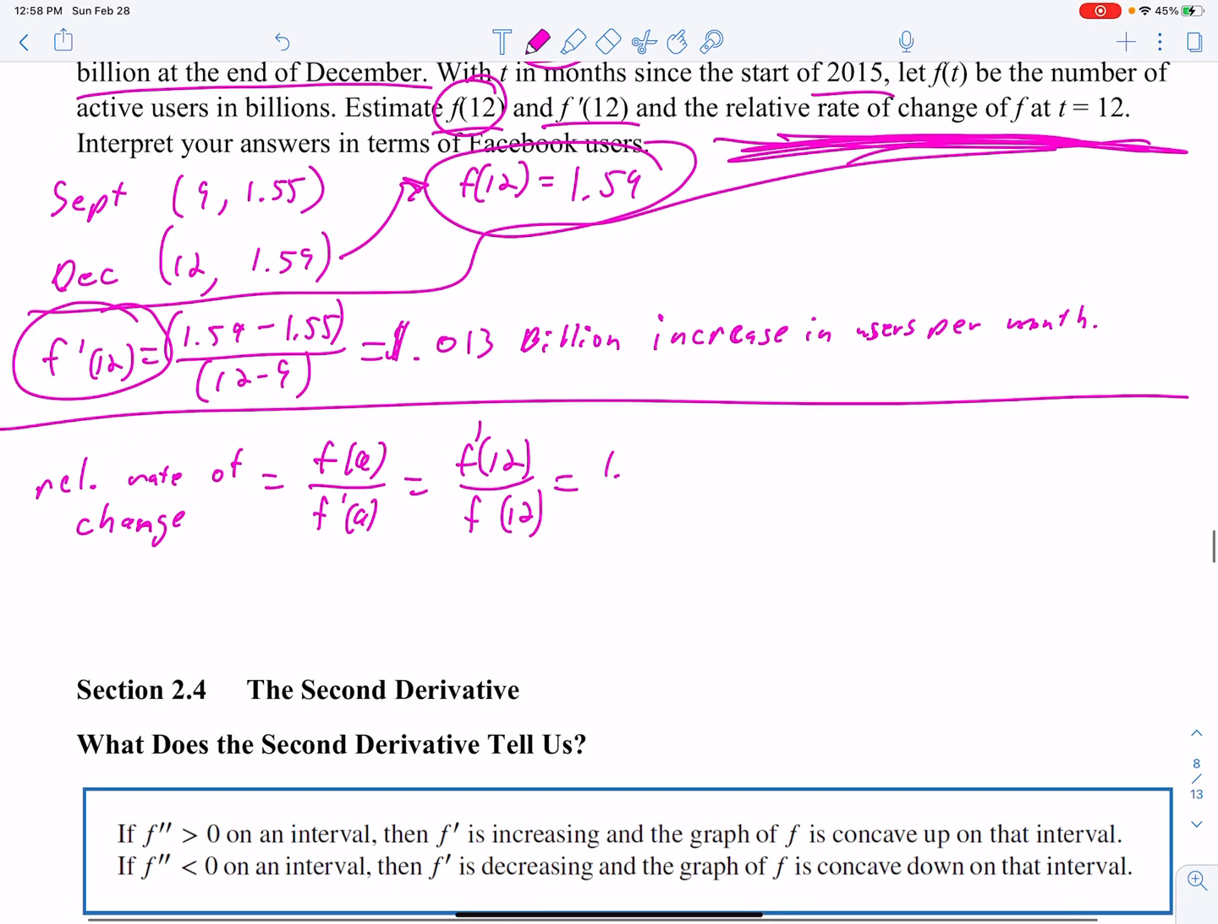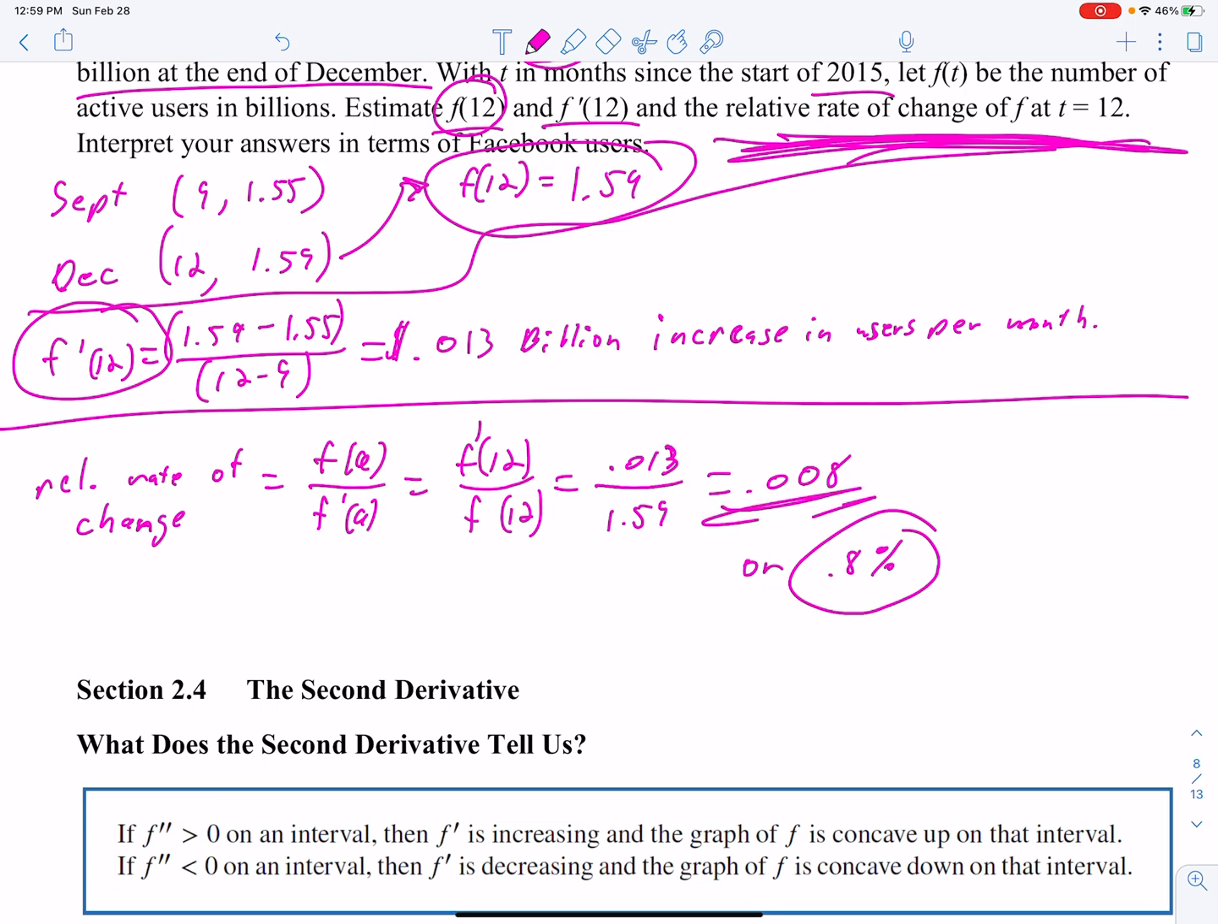All right, so we've got, let's see, 0.013 over 1.59. Punch that into your calculator, so 0.008. Or, to make it mean something more, 0.8%. Okay, 0.8%. Watch converting from decimals to percentages.